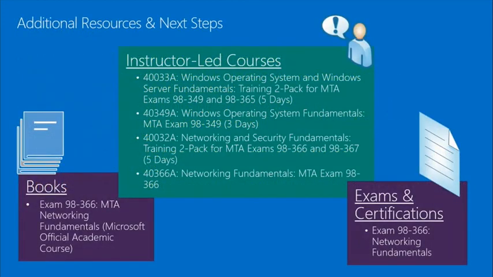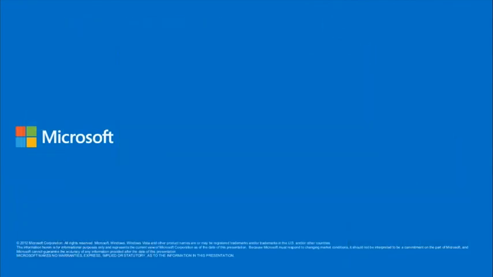Our additional resources and next step slides. Once again, the book, 98-366 MTA Networking Fundamentals, the Microsoft Official Academic Course. Our four instructor-led courses, the bottom one, 40366A, is specifically the Networking Fundamentals. The other ones are packets of other courses along with this one, or good accommodating courses to go along with this one. And then the exam certification, what you're here to learn for, 98-366 Networking Fundamentals, to get your Microsoft Technology Associate certification. And the end slide. That's it.